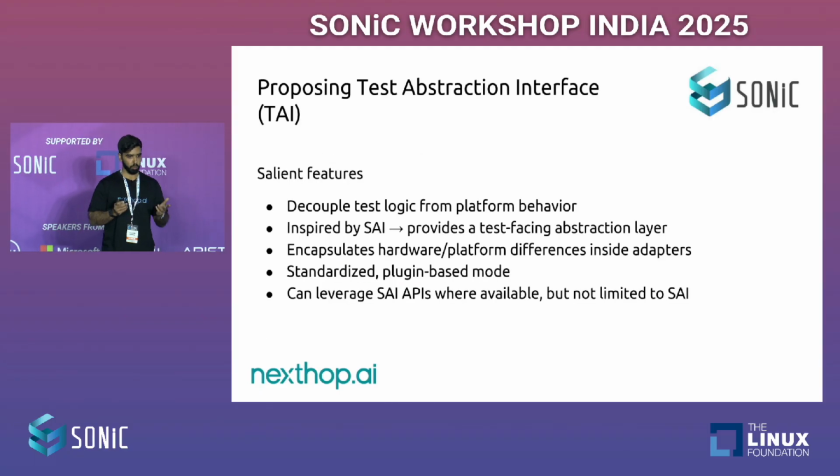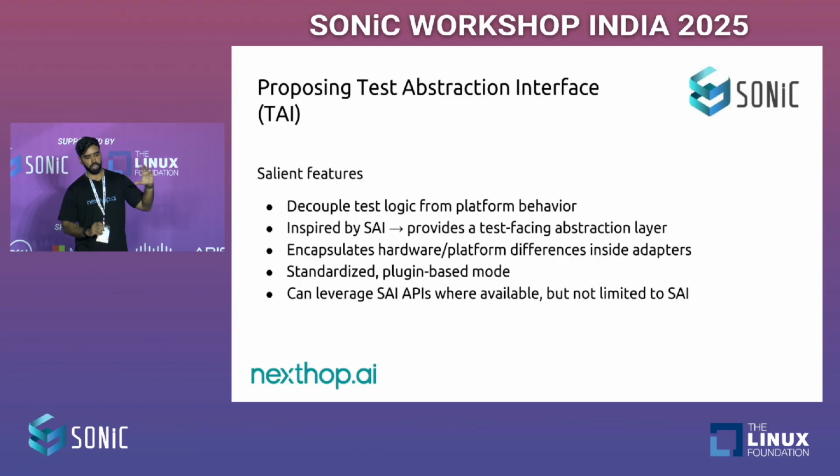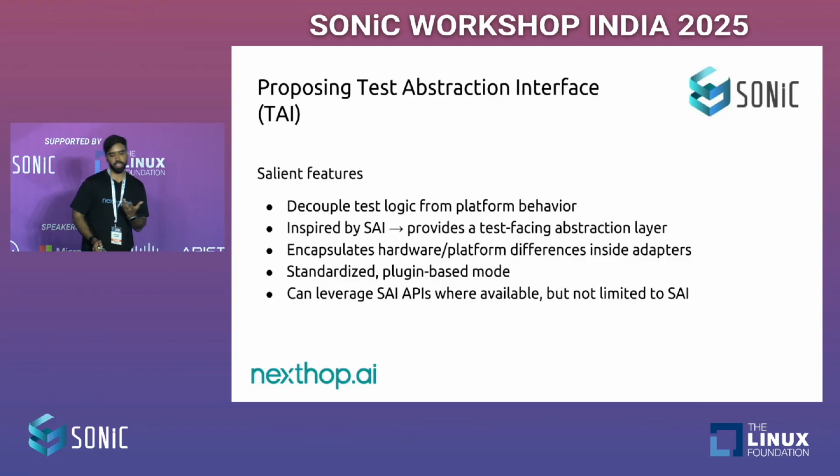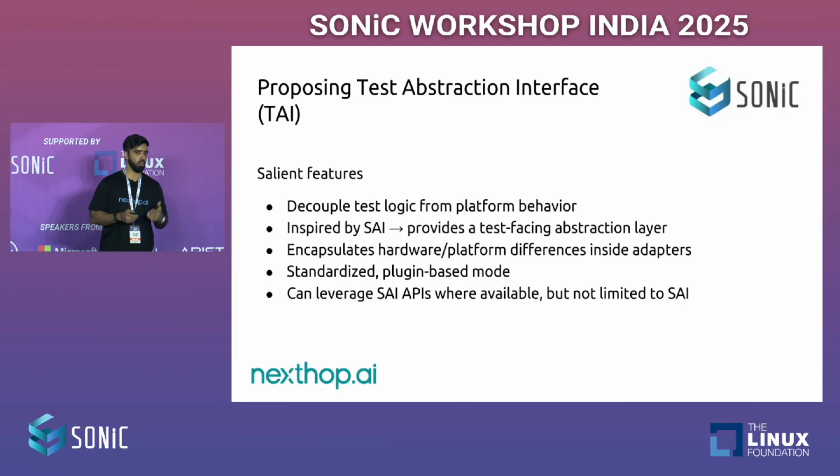We are proposing something called the test abstraction interface. Basically this will decouple the test logic from the platform. So the test logic can do end-to-end testing without bothering about whether the platform has the support or not. If the support is not there, an unsupported return type will be issued to the caller. If the support is there and it's not implemented, you fail fast. If you fail fast, you prioritize accordingly.